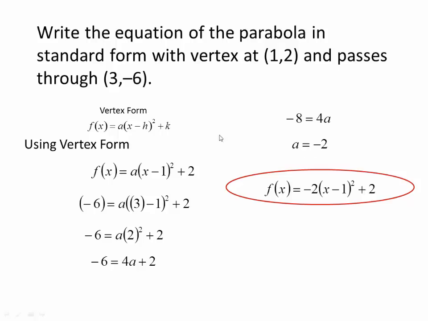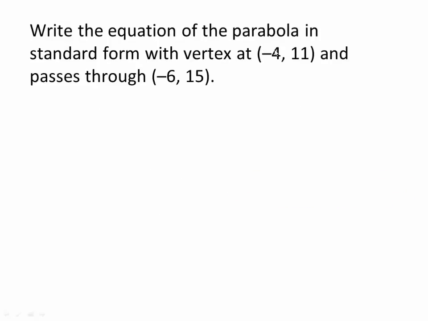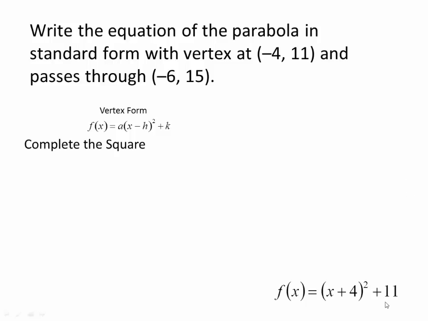We put that negative 2 back in here, use the h and k. Do not use 3 and the negative 6 because there's lots of points on my parabola. This is just one of the points. The important parts are the vertex and the a value. Okay, remember that this opens down. Alright, here's one. Try that one on your own. Okay, and I got this, where a is 1 and negative 4 and 11 is my vertex.